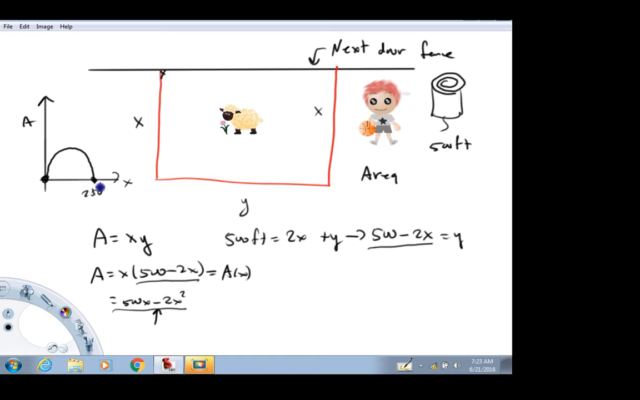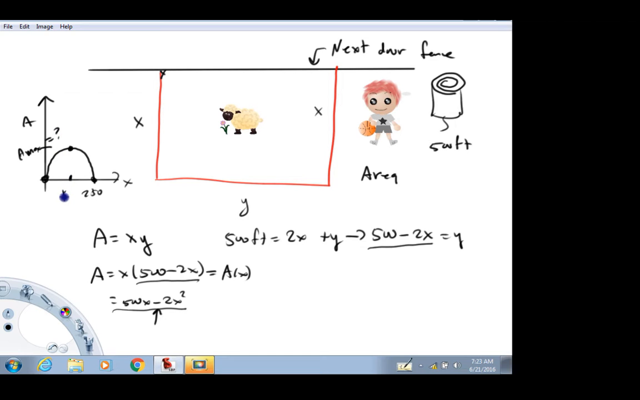Now we're trying to find the maximum value for the area. Well, the maximum value for the area is right here. I'm going to call that A max. And that's what we're trying to find, along with the dimensions, the x value, that'll get us that.